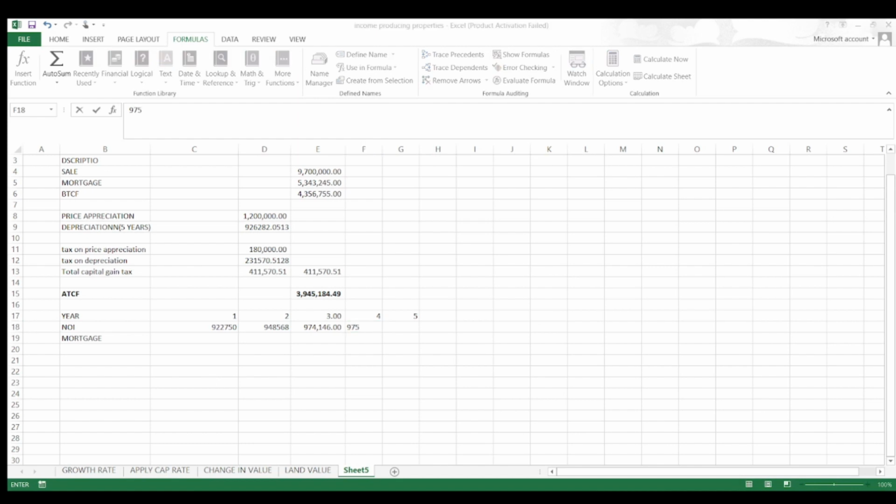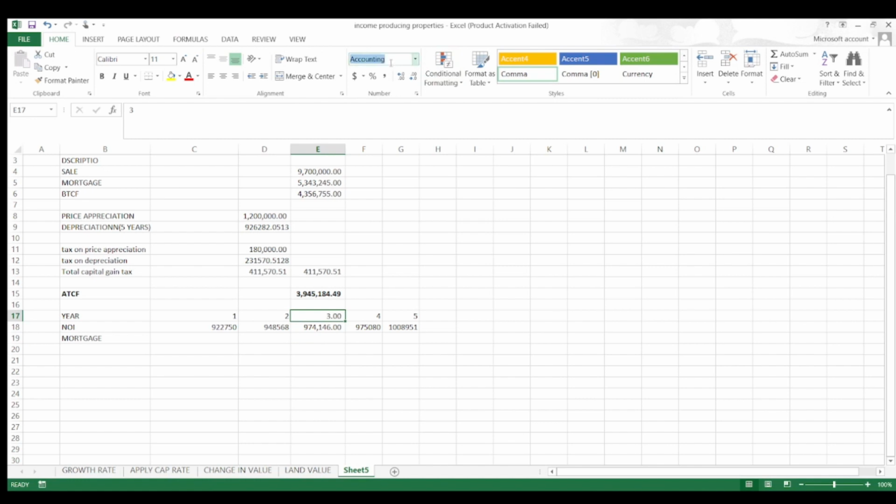The fourth year, 975,080. And for the fifth year, we have 1,008,959. This net operating income is all based on, let's just put this first, it's arrears. It should not have decimals. So the net operating income is based on the information collected or rather issued for this particular property.